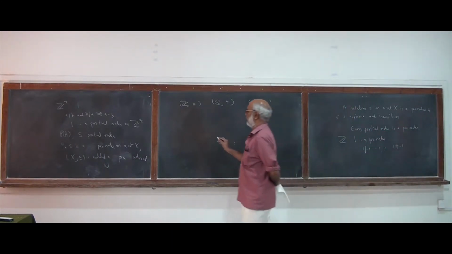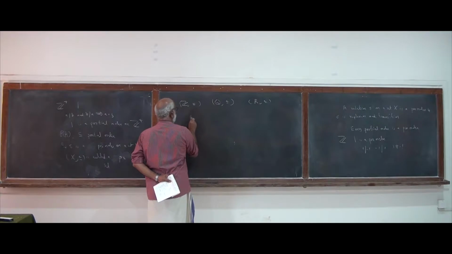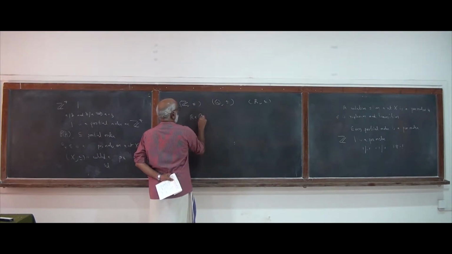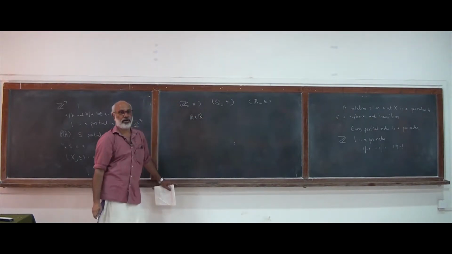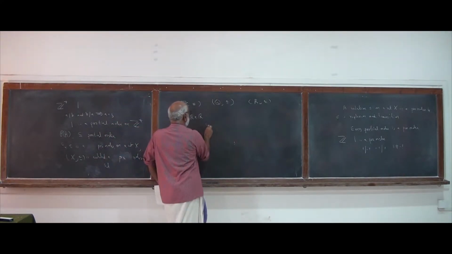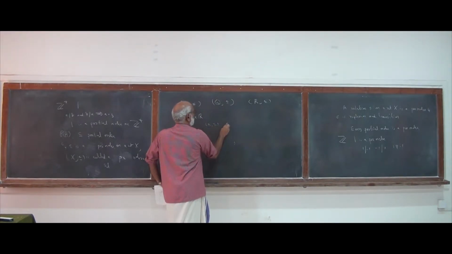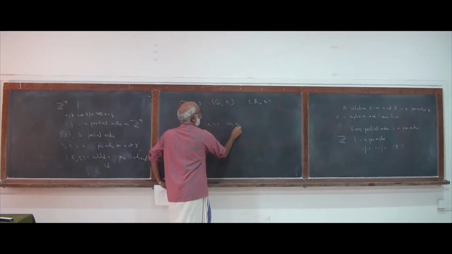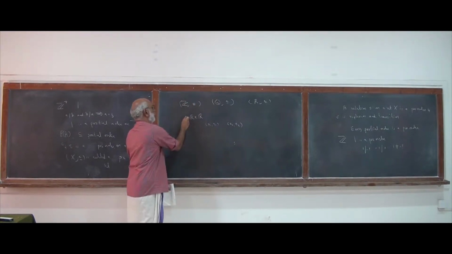Now suppose, to get another example, you consider R cross R, the set of all ordered pairs of real numbers. Here we can define an order like this. You take any two elements of R cross R, one element is (x1, y1). Suppose that you take another element (x2, y2). Both are elements of R cross R, or R2.